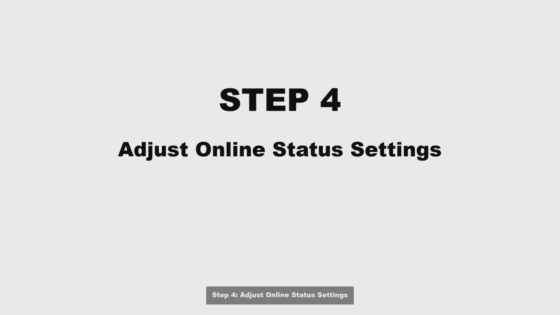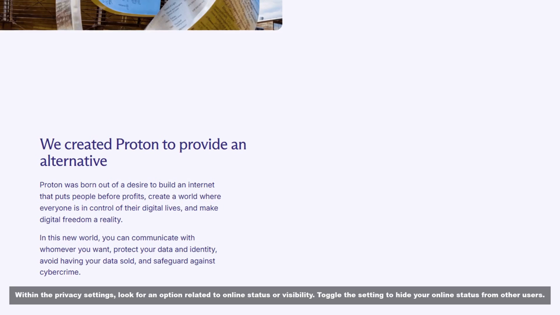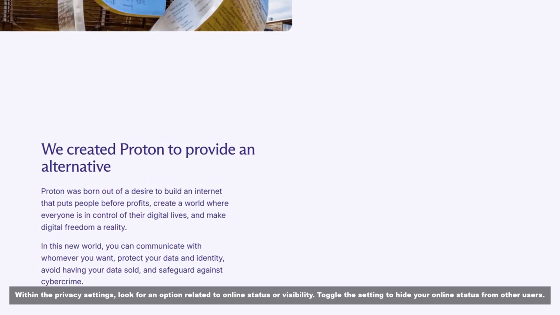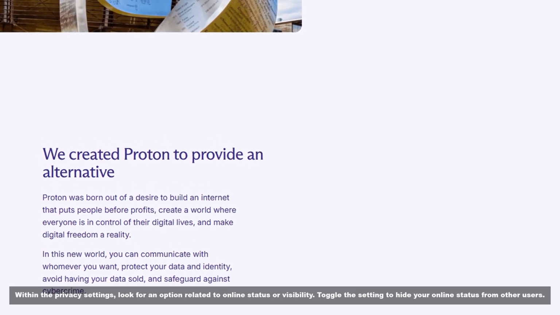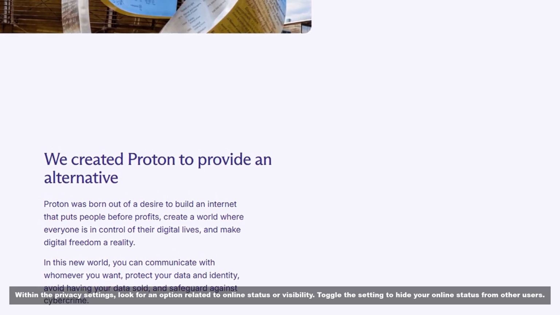Step 4. Adjust online status settings. Within the privacy settings, look for an option related to online status or visibility. Toggle the setting to hide your online status from other users.